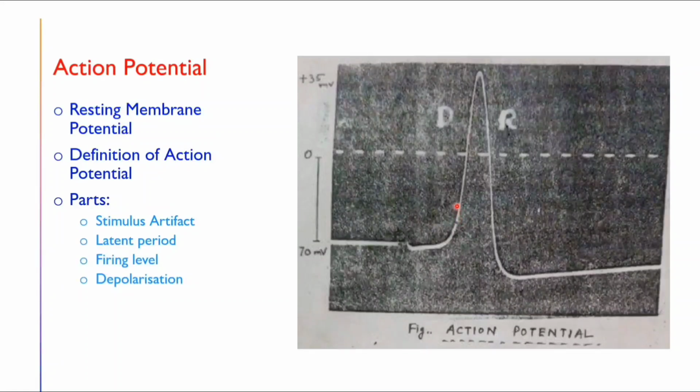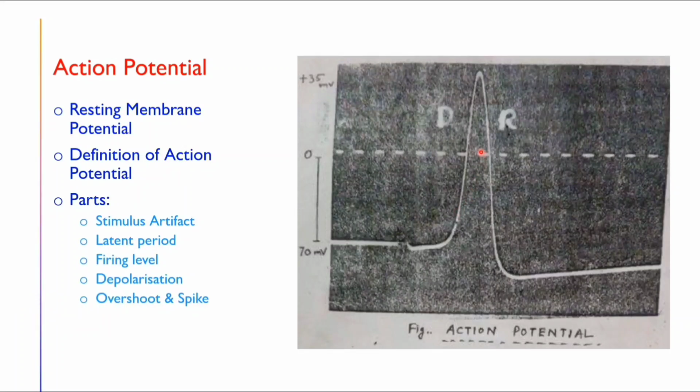Next is depolarization. This wave is known as depolarization. Why is it called depolarization? Because the polarity of the excitable tissue is changed from negative to positive. From minus 70 it becomes plus 35. So from minus to plus, the polarity is totally changed. That is why this phase is known as the depolarization phase. Why does this happen? It is because of the opening of voltage gated sodium channels.